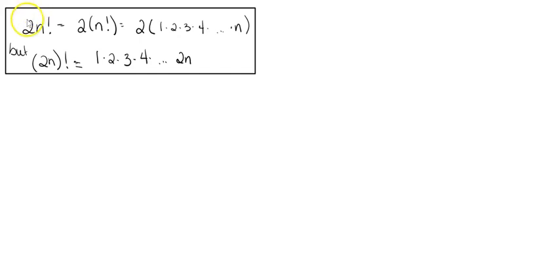So for example, like we looked at in class, 2n factorial, when you don't have parentheses around anything, it's saying 2 times n factorial, or 2 times 1 times 2 times 3 times 4, all the way to n. But if you have parentheses around it, then the whole thing is a factorial. So it's 1 times 2 times 3 times 4, all the way to 2n. Remember that when you're simplifying the next few problems.